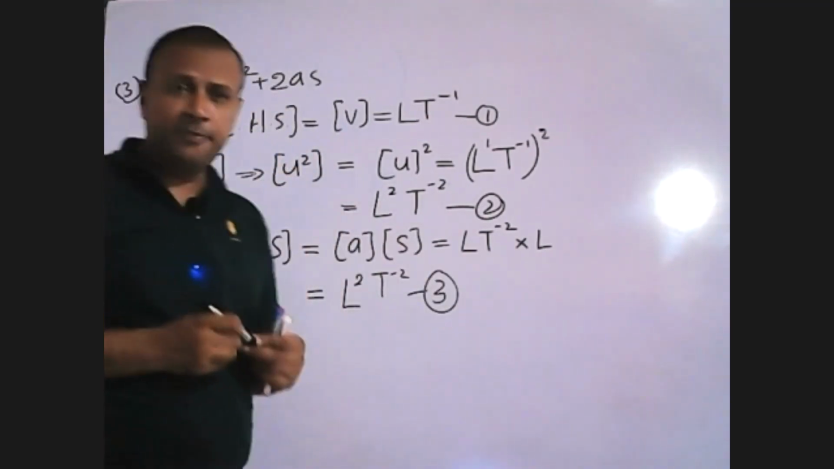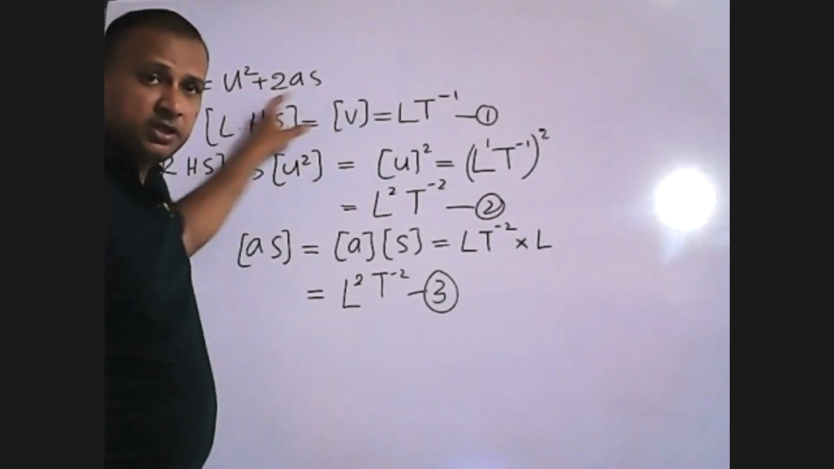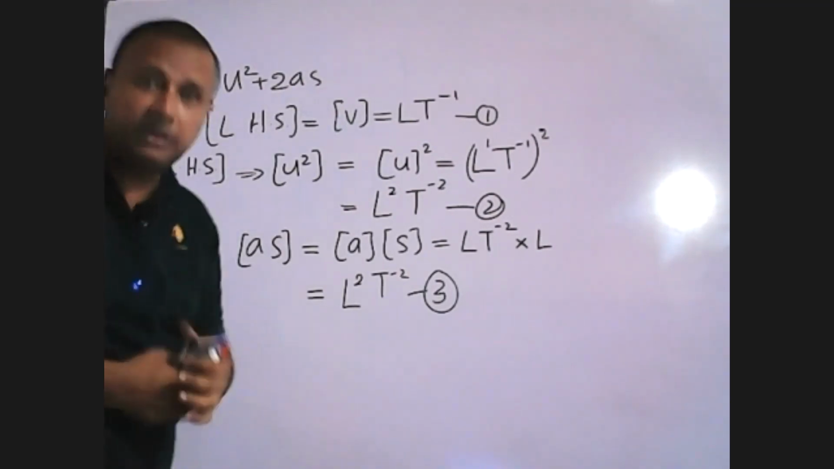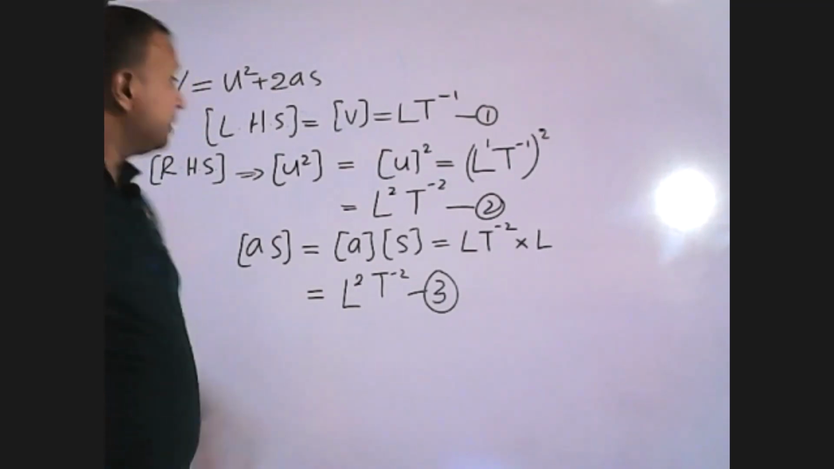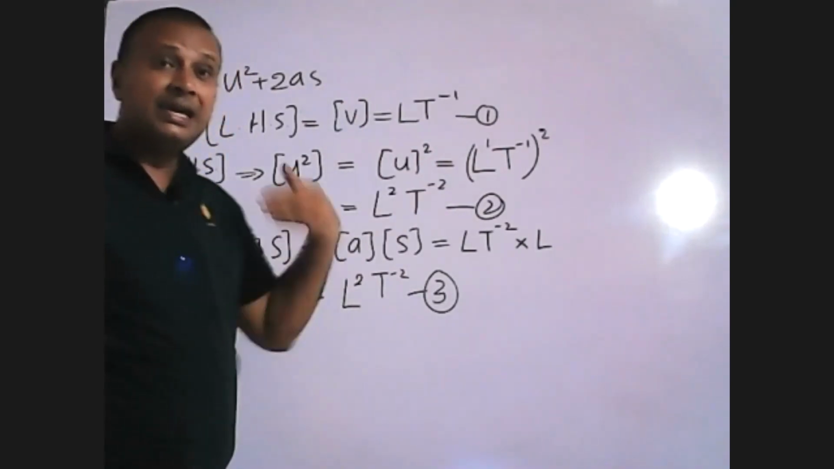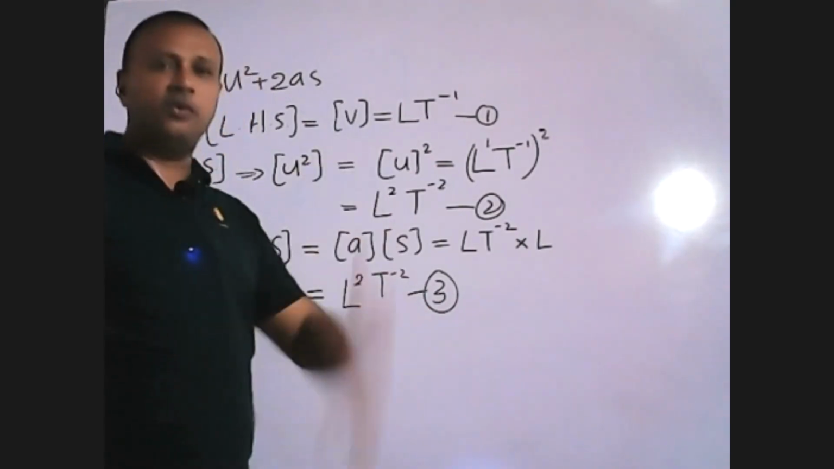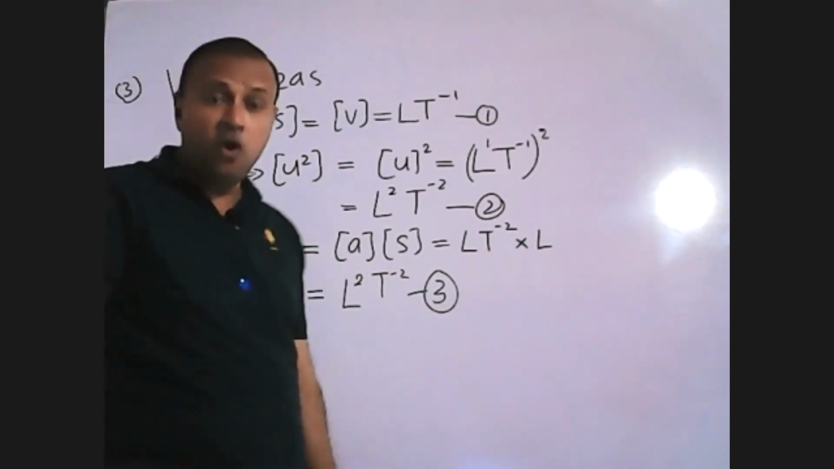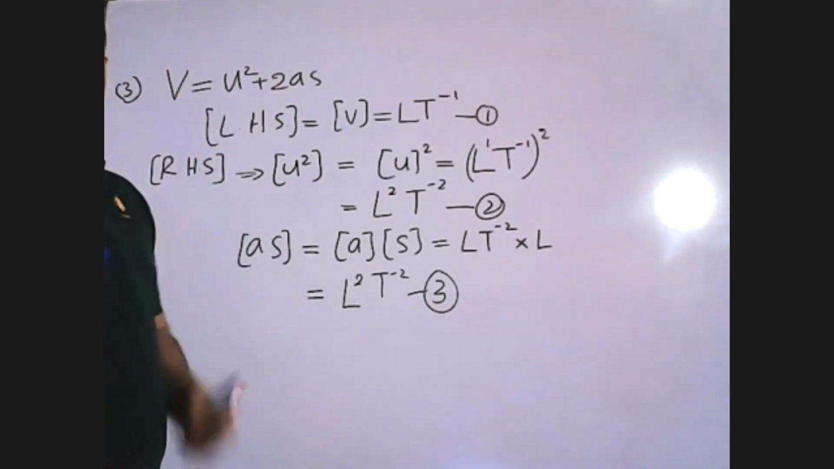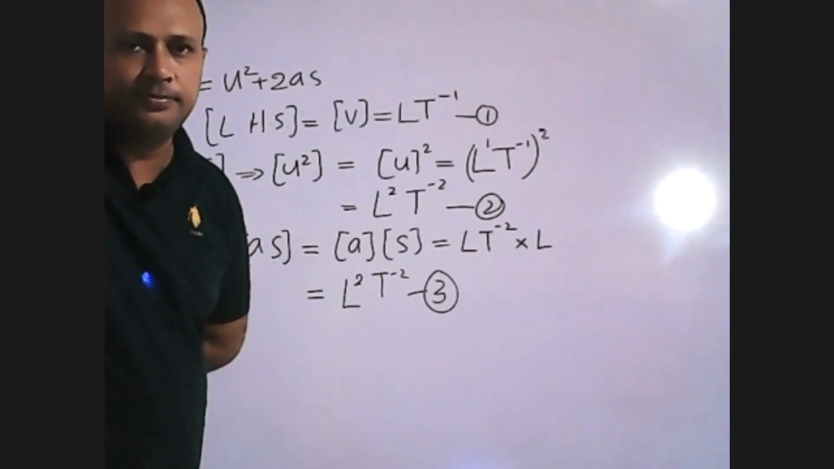In here, these two have the same dimension, but LHS has a different dimension. So the dimension of LHS is not equal to the dimension of RHS. Or in other words, you can say each and every term of this equation does not have the same dimension. Therefore, this equation is incorrect. Do you understand, Puta? Okay, sir.